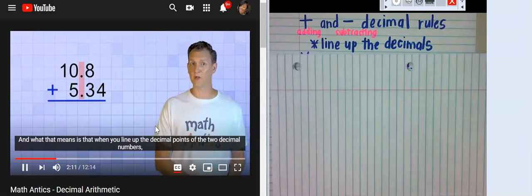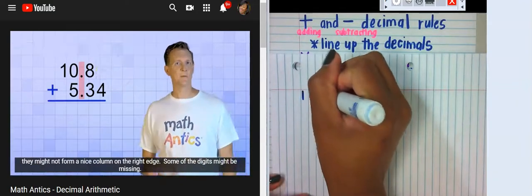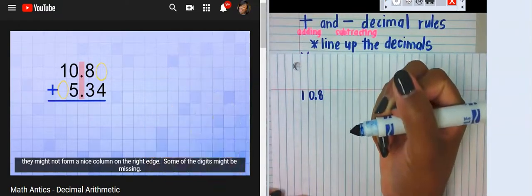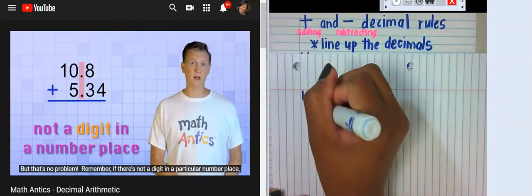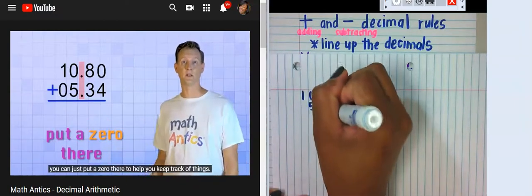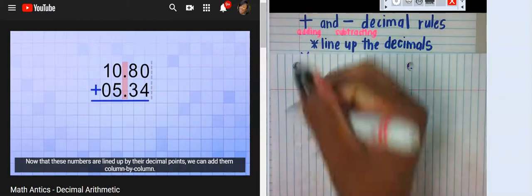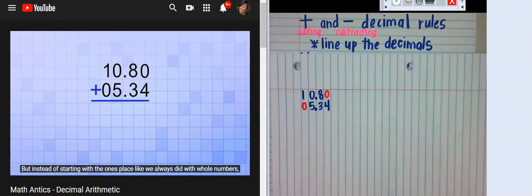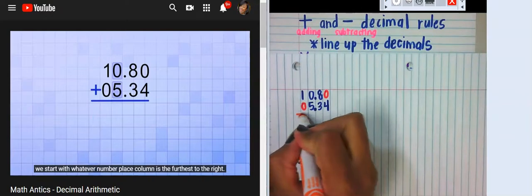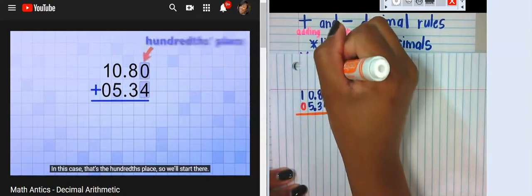Of the two decimal numbers, they might not form a nice column on the right edge. Some of the digits might be missing. But that's no problem. Remember, if there's not a digit in a particular number place, you can just put a 0 there to help you keep track of things. Now that these numbers are lined up by their decimal points, we can add them column by column. But instead of starting with the ones place, like we always did with whole numbers, we start with whatever number place column is the furthest to the right. In this case, that's the hundredths place.